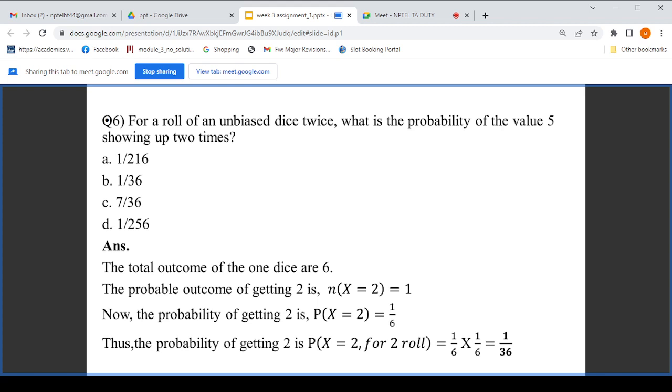Now if we roll the dice twice, these two are not dependent events, they are independent events. So the values of probability are multiplied. So here the value comes as 1 by 36. So yeah, most of the people gave the correct answer.